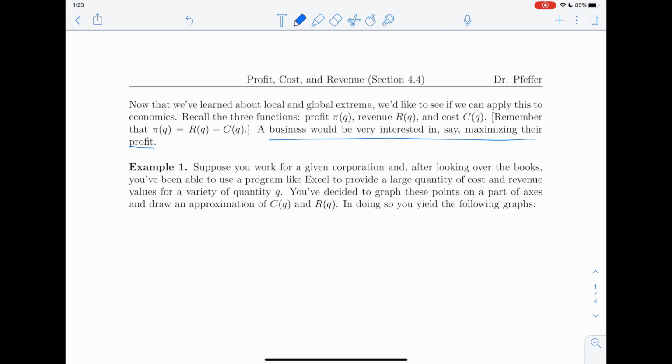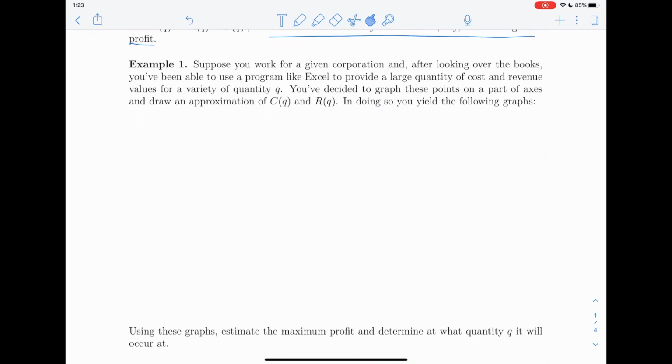To begin with, let's start again with the notions of revenue and cost, draw a couple of pictures of what's happening, and see if we can sniff out what it means to maximize profit. And we'll see how we can connect that to information we've already learned about. So to begin with, we're guided by an example. This example says, suppose that you work for a given corporation, and after looking over the books, you've been able to use a program like Excel to provide a large quantity of cost and revenue values for a variety of quantity Q.